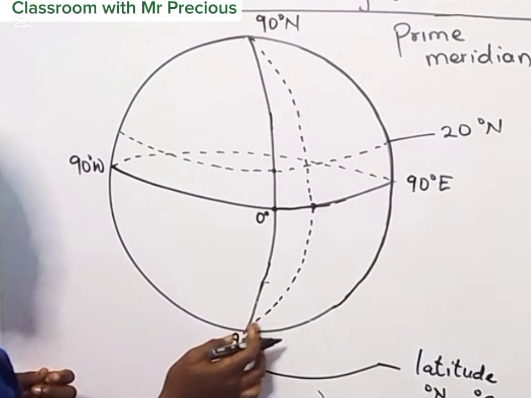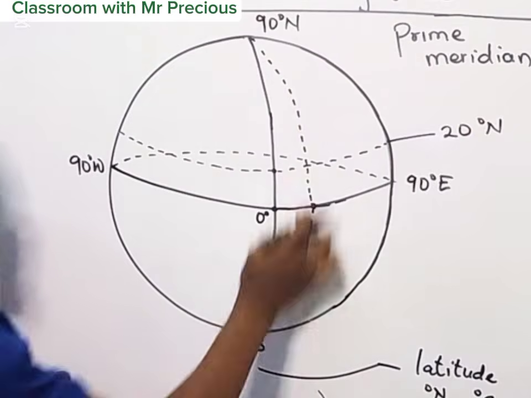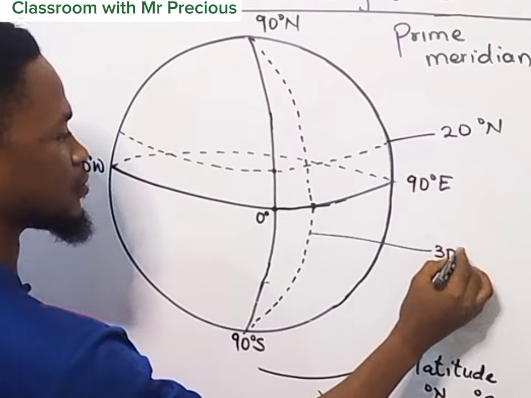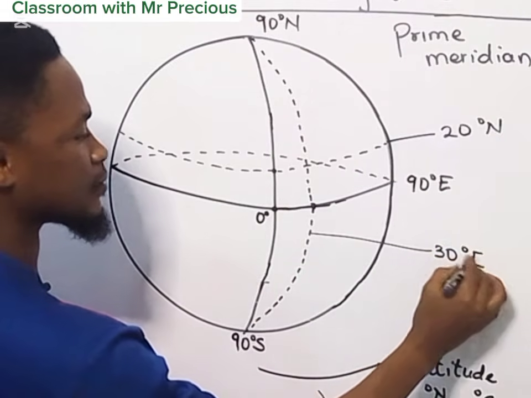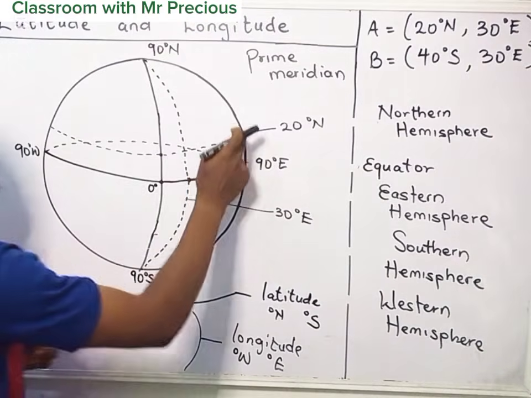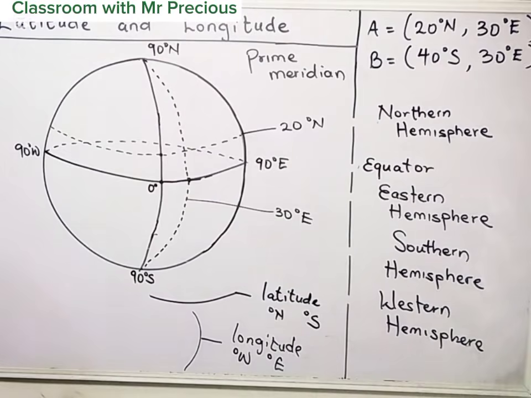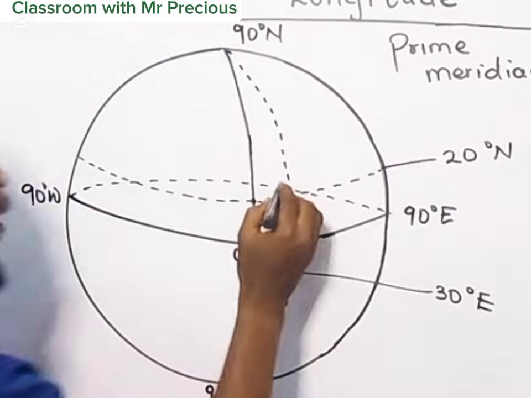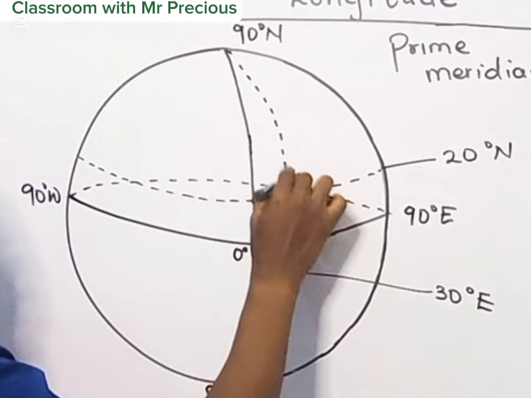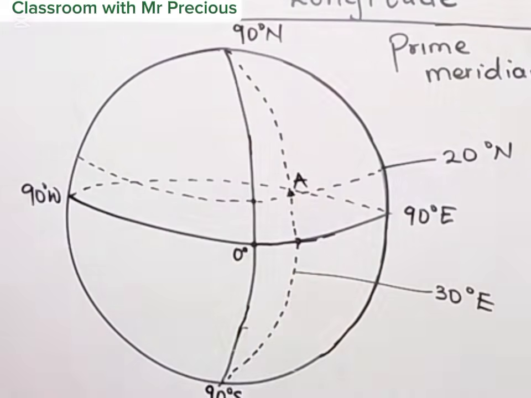So that means everything on this line is our 30 degrees east. Are you seeing? I'm able to draw my 20 degrees north on the globe and my 30 degrees east on the globe as well. The point where both of them touch is our A. That point is both 20 degrees north and 30 degrees east.